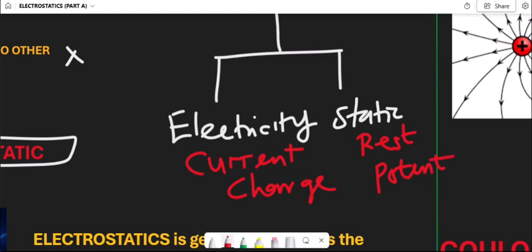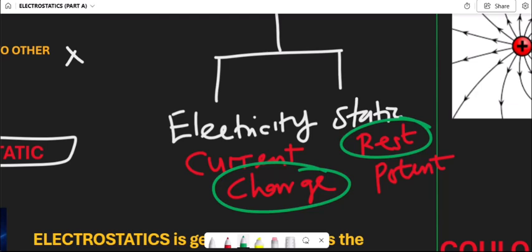So these words, combining them together, have given us a glimpse of what we are talking about. For instance, we are about to study charges at rest. That means electrostatics is the study of charges at rest. But let's come to the definition and see what we have.